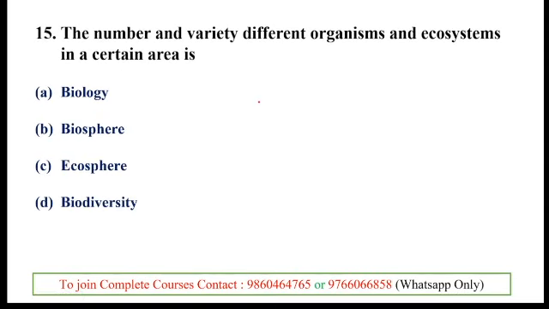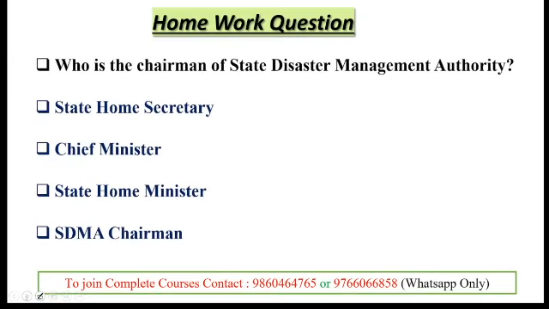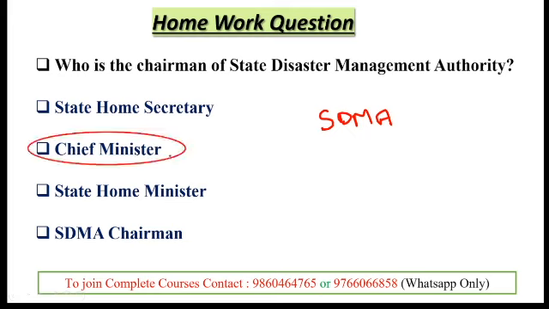And then it's a homework question for you. The number and variety of different organisms and ecosystems in a certain area is termed as what? It's a definition, and you can give the term related to it in the comment box: biology, biosphere, ecosphere, or biodiversity. Then another homework question: who is the chairman of the State Disaster Management Authority, SDMA? The chairman of the State Disaster Management Authority is the Chief Minister of that state.